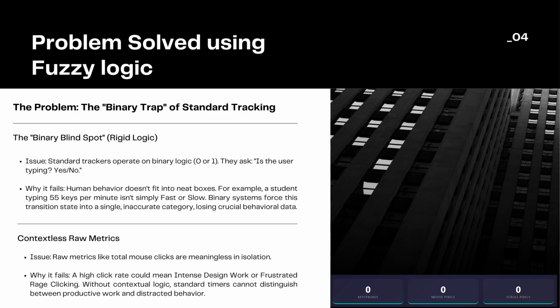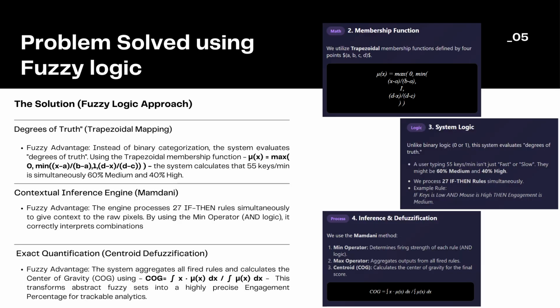And finally, there's the problem with contextless metrics. Raw data like total mouse clicks is pretty meaningless by itself, isn't it? A high click rate could mean intense design work, or it could be frustrated rage clicking. Without that context, these standard timers have no way of telling if you're being productive or just distracted. So when you boil it all down, the current industry standard of context-free, binary tracking just fails to capture the nuance of actual human behavior, to actually map the gray areas of our digital behavior.